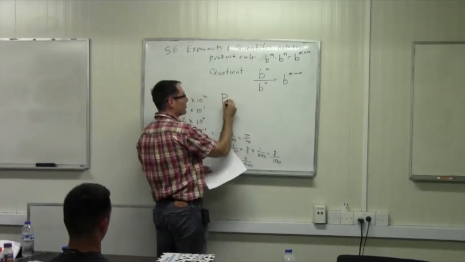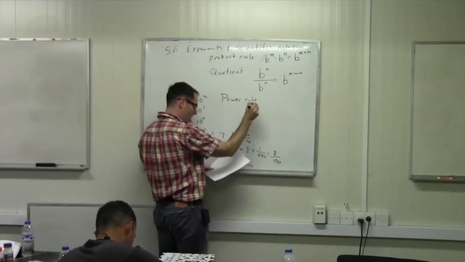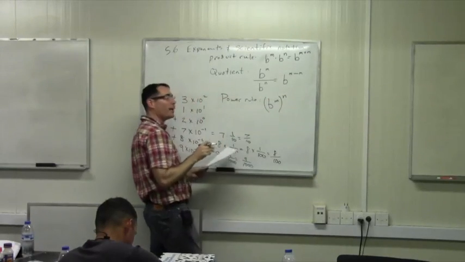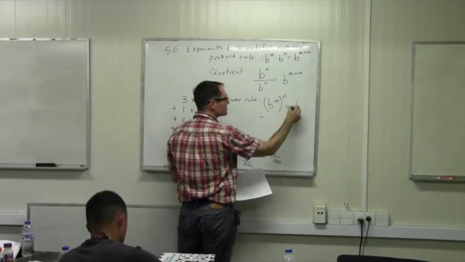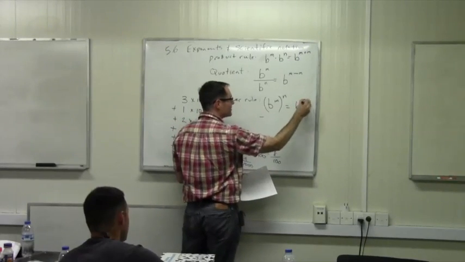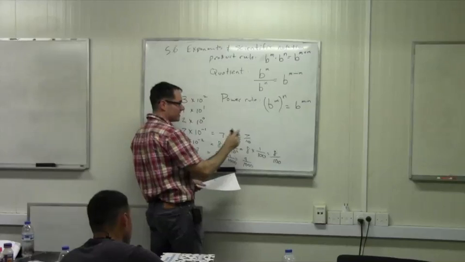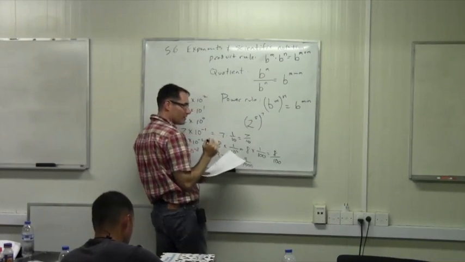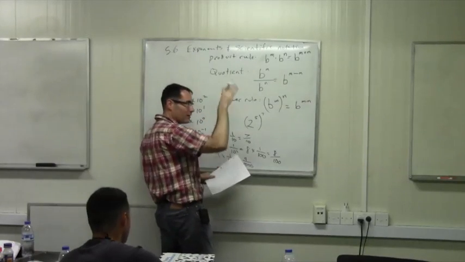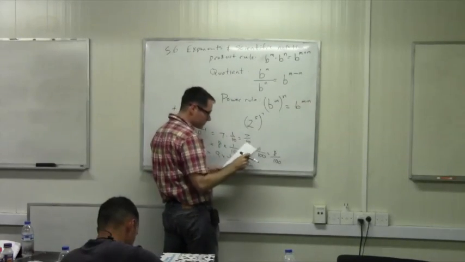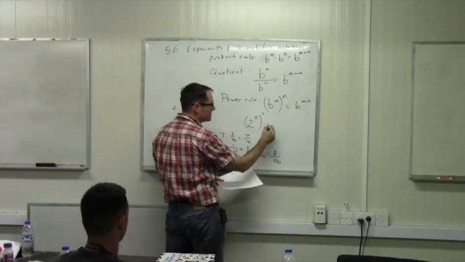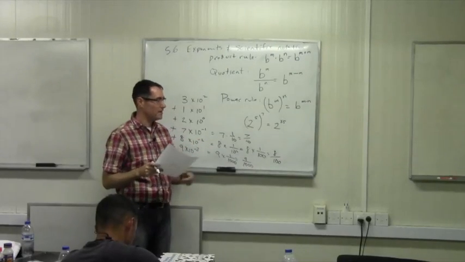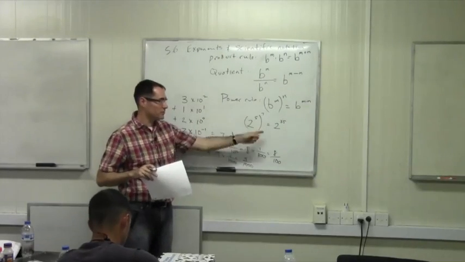OK? All right, there is one more rule. This is called the power rule. The power rule says b raised to the m power raised to the n power equals b to the m times n. So an example of that would be like 2 raised to the 5th power raised to the 7th power. This is that Googleplex thing we were talking about. 2 to the 5th to the 7th is equal to 2 to the 35th because you just multiply them together. Those numbers get really big really fast too. You can see right there.